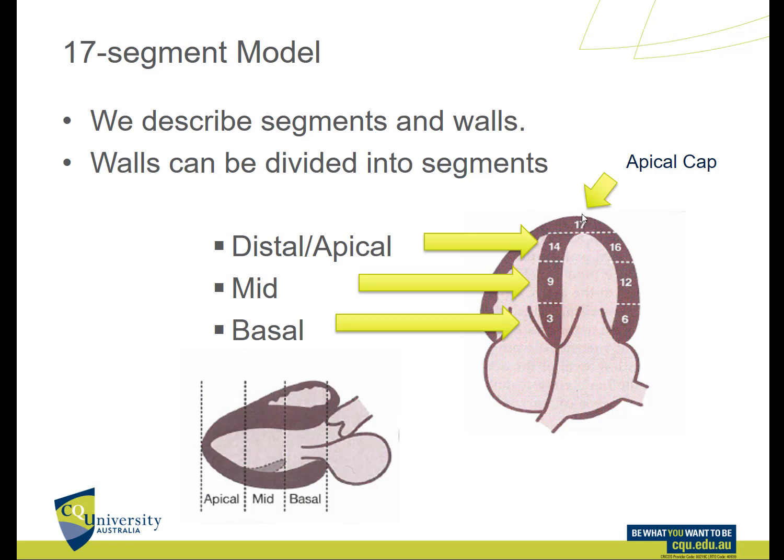And right here, the very, very tip of our apical 4-chamber, that's called the apical cap. So basically what you need to know is that these basal segments are closer to the valves. We have our mid-level segments and our distal or apical segments. So if we're looking at our parasternal long axis, we can see we have our basal segments, our mid, and our apical segments. Basal, of course, being closer to the valve.